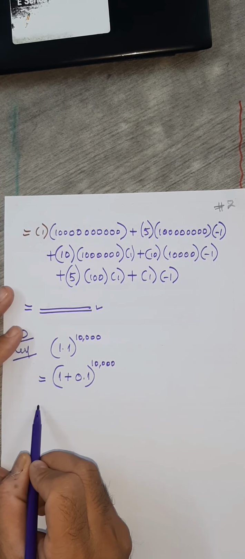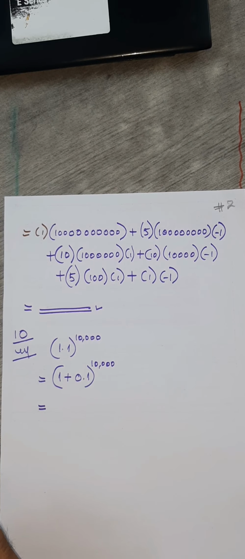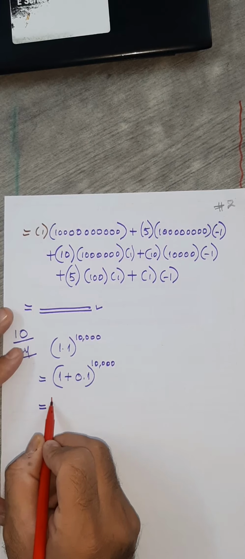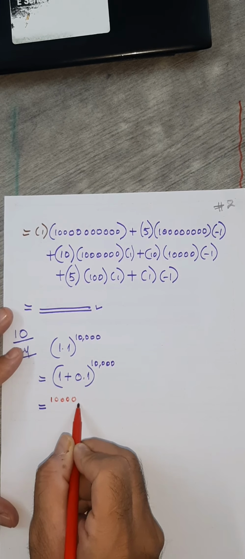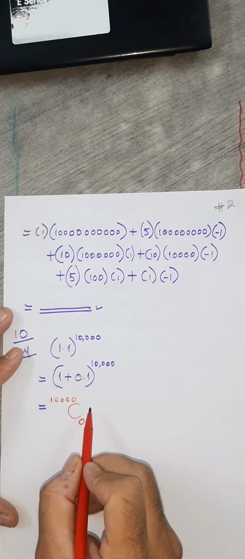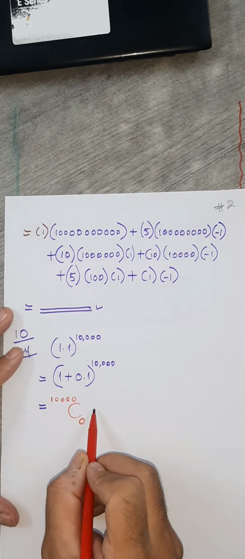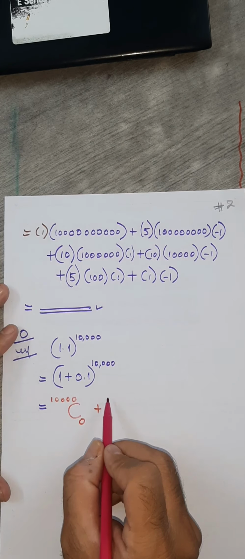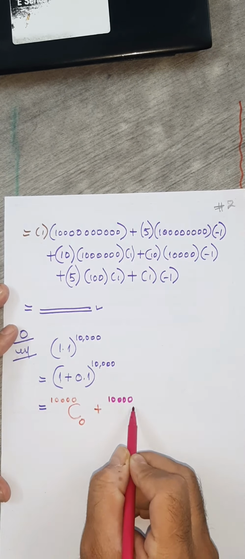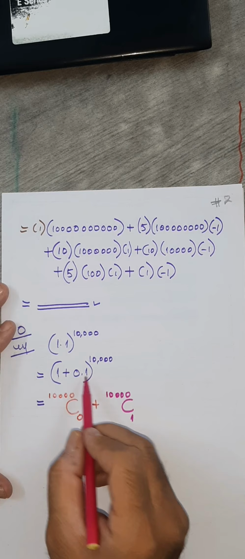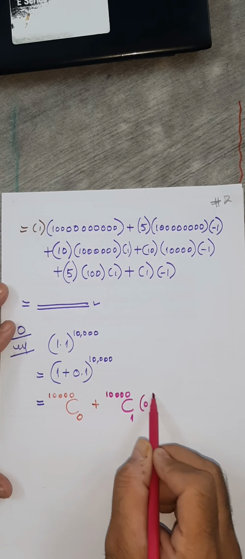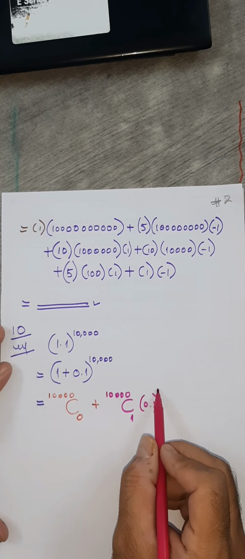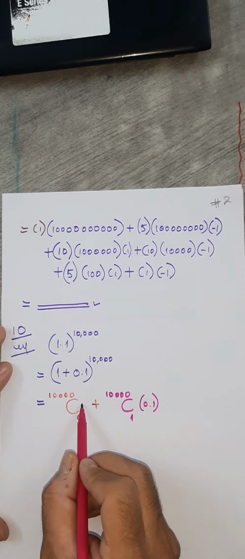Okay, so you know how to expand this. Let me expand here by binomial theorem. If I expand this, the first term will be 10,000 C0, 10,000 C0 into here just 1, you know. Plus, what's the second term? That is 10,000 C1 into 0.1 raised to, here you know just 1 if you remember. Here it is raised to 0.